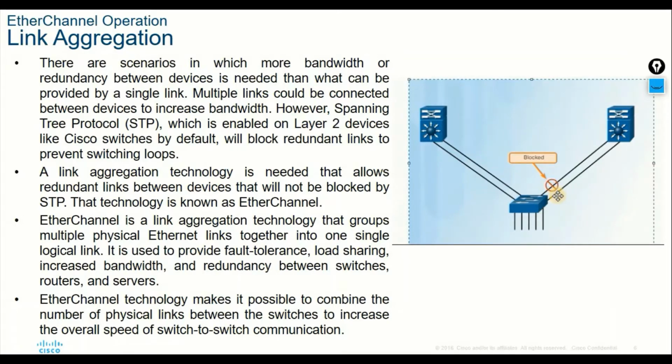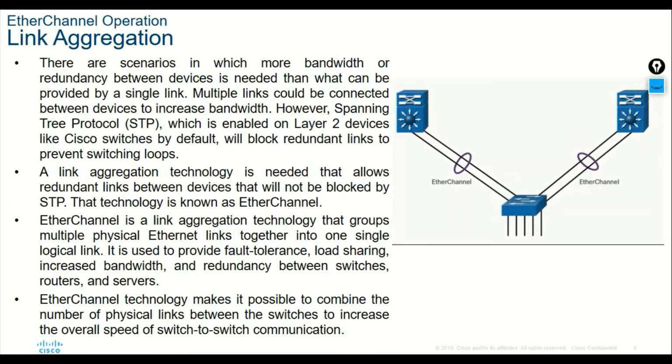So only one link is used to communicate at a time. The other link will not be used for communication. When the primary link fails, STP allows the other link to communicate. So how to overcome this issue? To overcome this issue, a link aggregation technology is needed. That is the only solution. EtherChannel or link aggregation technology is the solution to this issue.